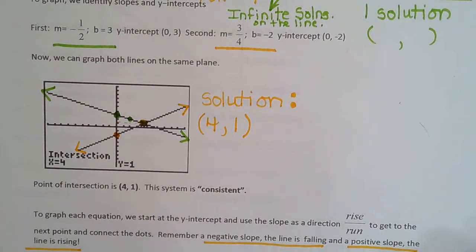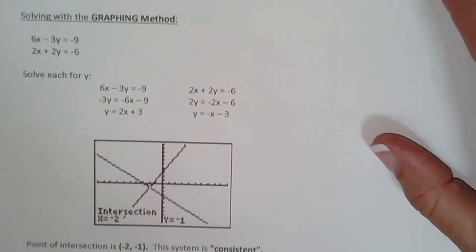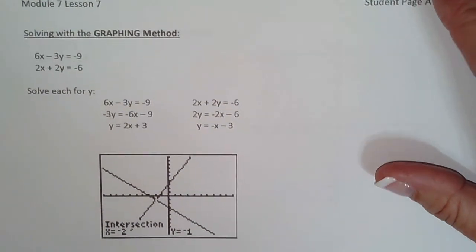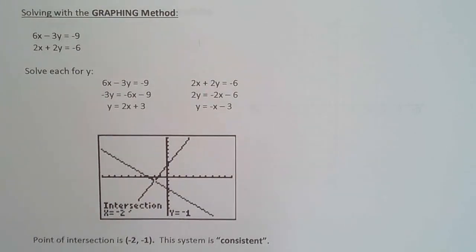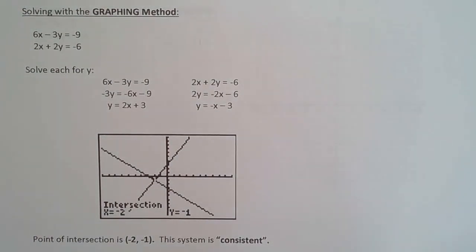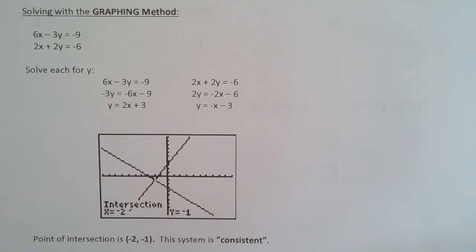Okay, so let's move on to page 2. We're actually going to go through the whole process and then we'll start practicing some on our own. I don't know if you remember from Module 6, but the first thing you have to do in order to graph a line is solve for y. Just like when I need to know the slope and y-intercept to graph a line, which I do, I need to solve for y.